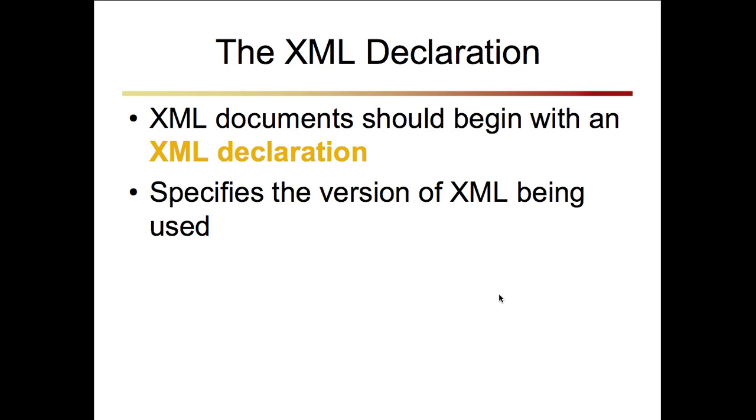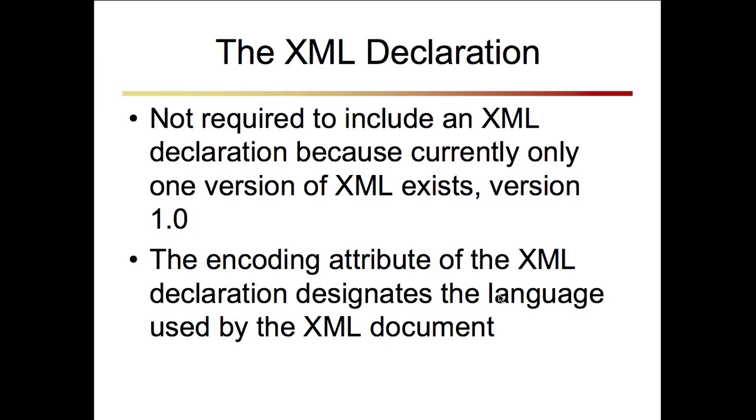So we have a declaration that we can use. XML documents should begin with an XML declaration. So remember when I put HTML up there? Well, you can put XML up there at the top, but you have to actually specify XML 1.0, 2.0, whatever it is you're using. Don't quote me on the 2.0. I'm half thinking it's out, but it's not in widespread use yet. There's no requirement to include an XML declaration because currently only one version of XML exists, which is version 1.0. You can actually leave it out.